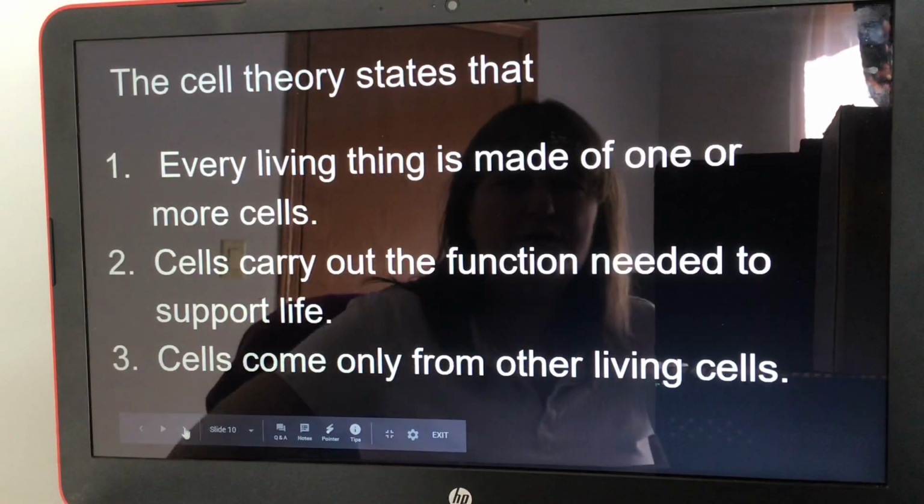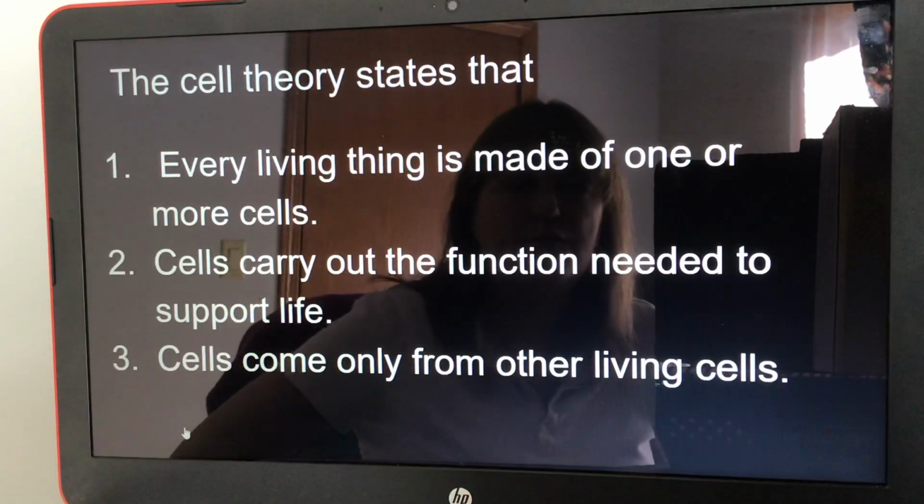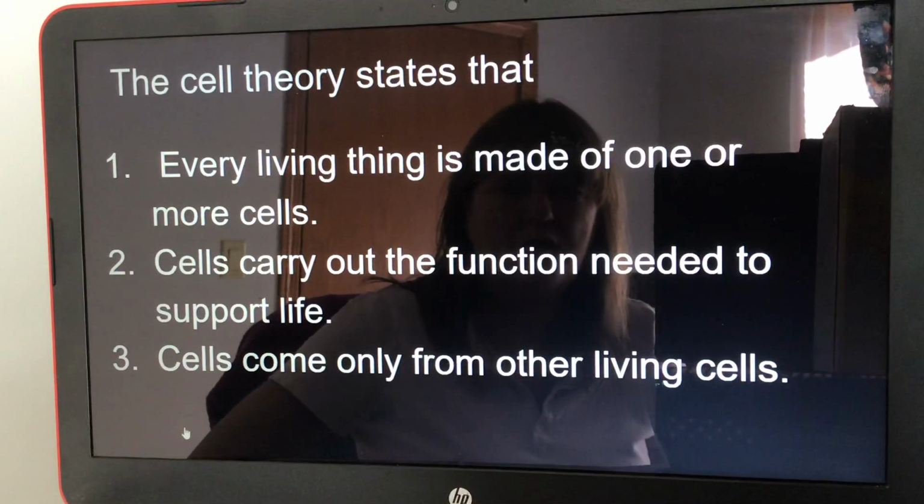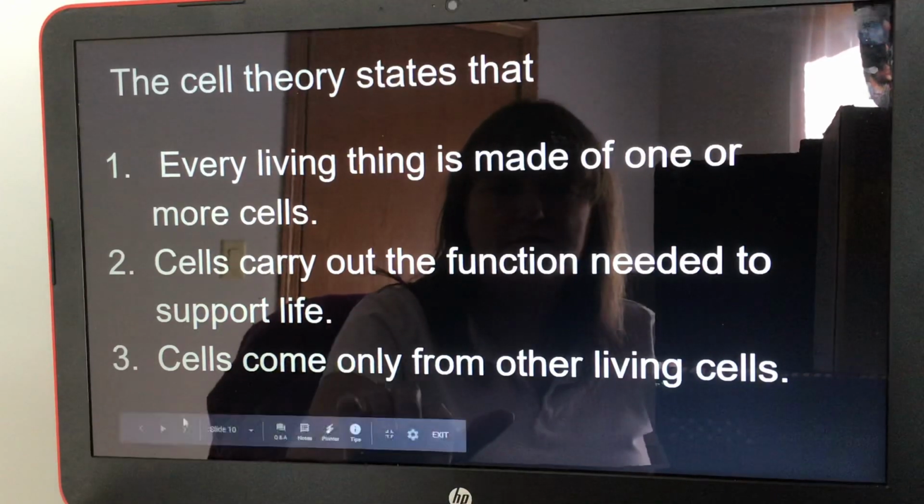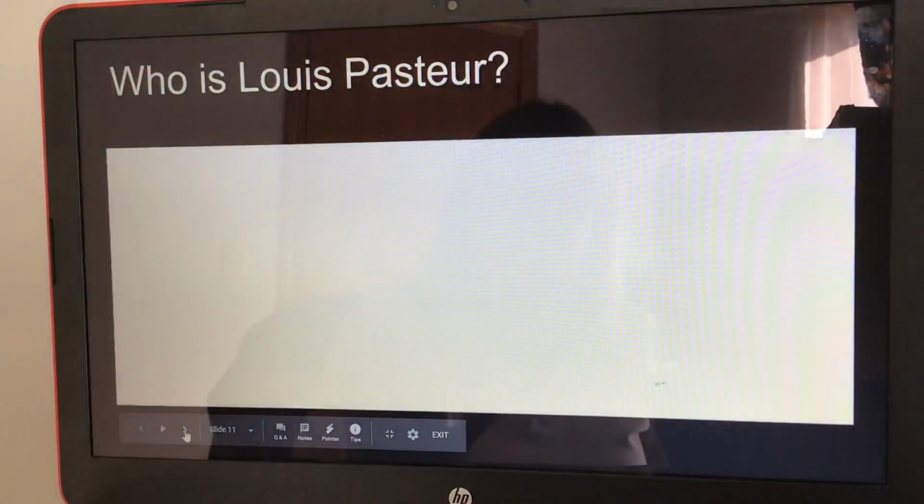The cell theory states that every living thing is made of one or more cells, cells carry out the function needed to support life, and that cells come only from other living cells. So you should know that.